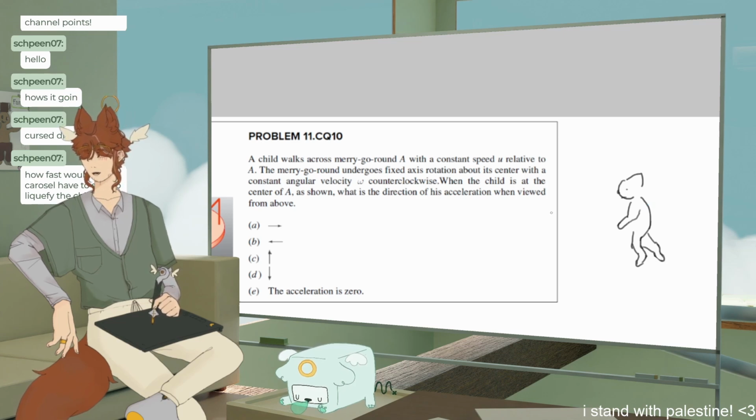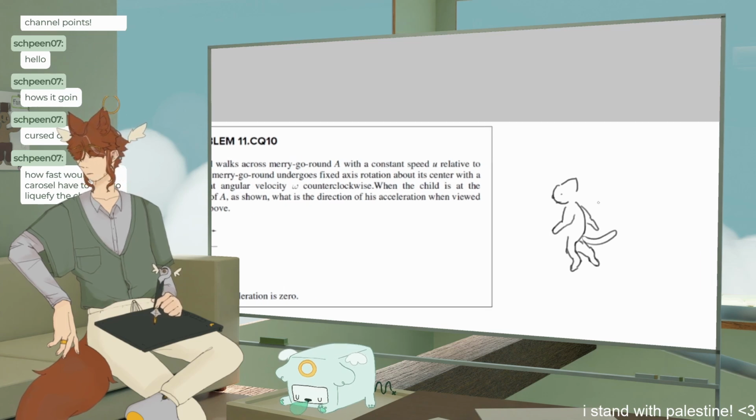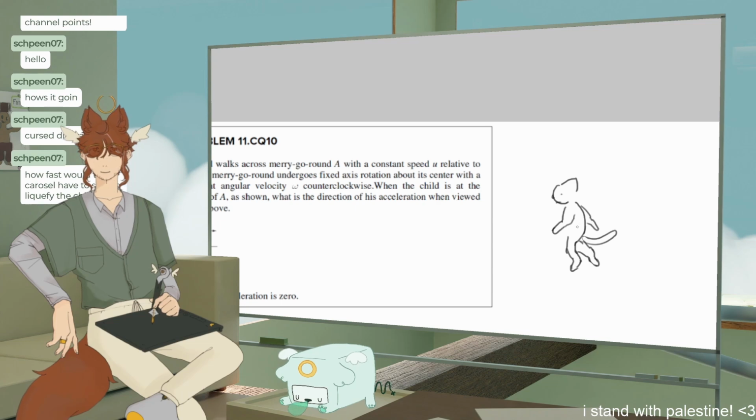How fast would the carousel have to spin to liquefy the child? I don't know if there have been experiments on how much force it takes to liquefy a child. I think that would be unethical, and the government doesn't let us do that. I mean, we do know how much explosive it takes to blow up a horse, though. But the child, I feel like... well, I guess they could do a test dummy or something.